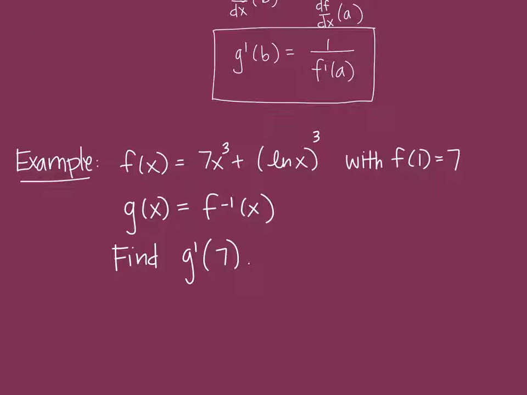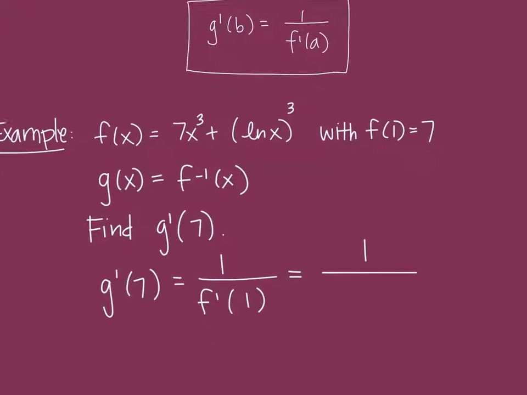Well, by definition, g prime of 7, which is the b value of the function, is equal to 1 over f prime of the number 1, because 7 and 1 are paired together as a point. And so I just need to know what the derivative of the f function is. You don't ever have to find the inverse, you just have to know the derivative of f.